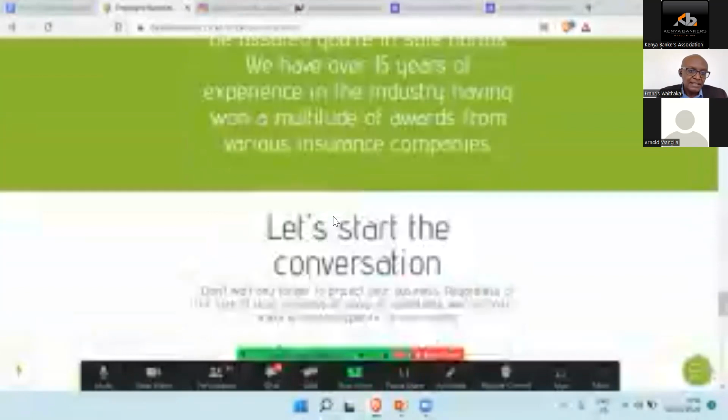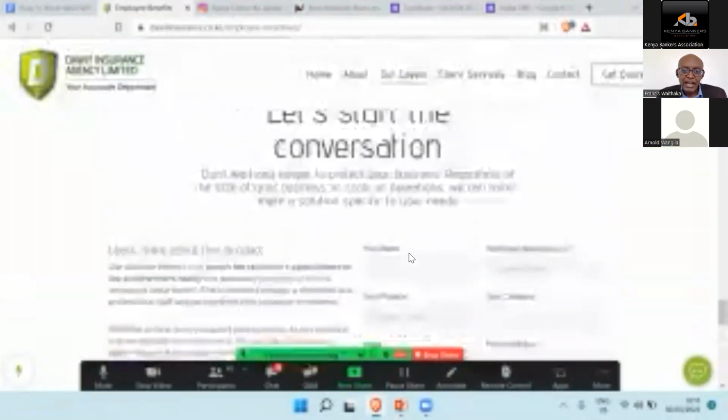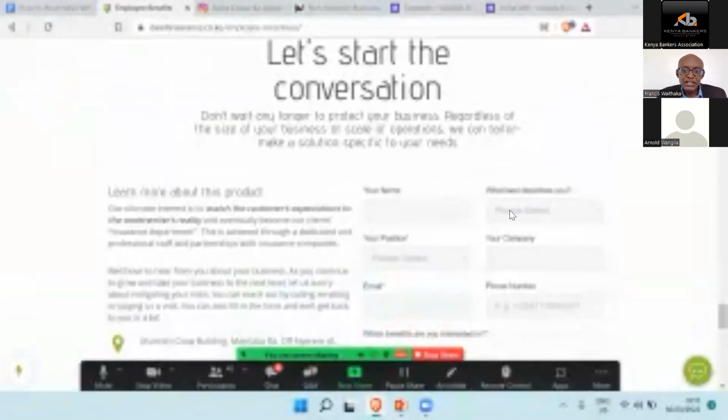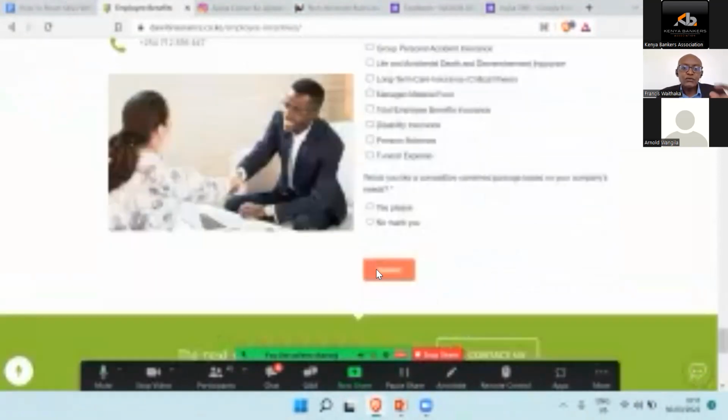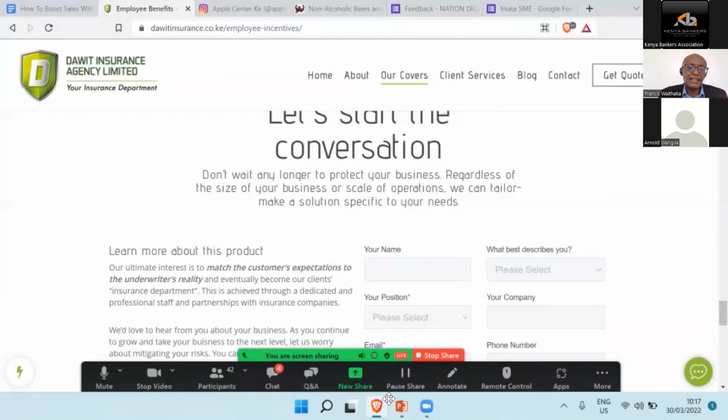And beyond that, they have gone all the way to the bottom, and you can see their biggest selling point is claims. But at the bottom, there is a form where if I'm interested in what they are doing, I can fill this form and submit. And that form goes to a customer relationship management system, in short, a CRM, which I will be talking about. So that's an example. That is the first case study.